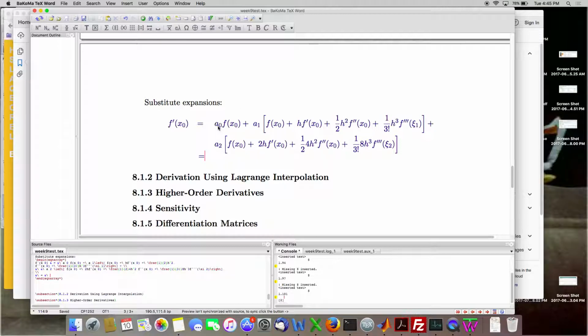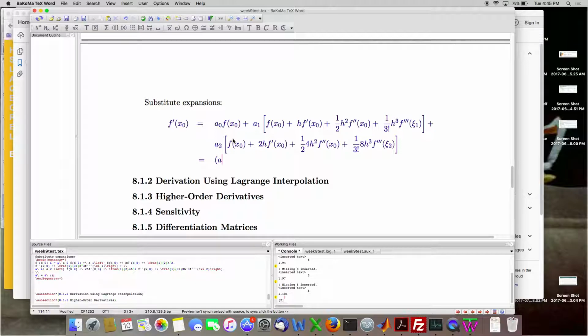So what I have is a0 plus a1 plus a2 times f of x naught. And then what's multiplying f prime? I have a1 times h plus a2 times 2h. All that's multiplying f prime.